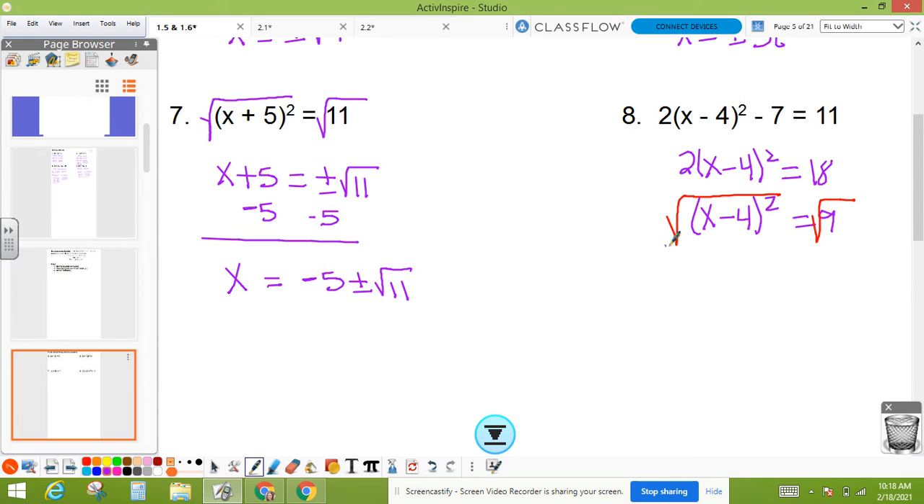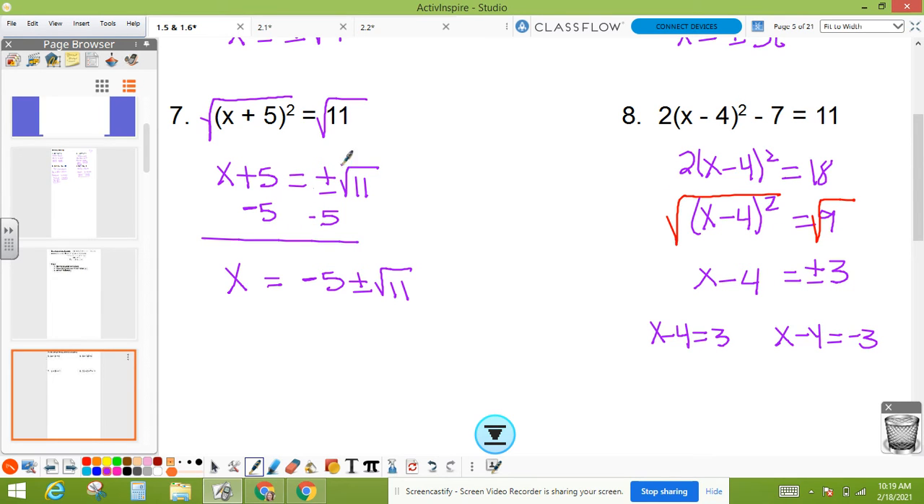So the square root of 9 is 3. Remember to put your plus or minus. And x minus 4 just comes out. So at this point, again, you're going to add 4. But what you have to think about is that you have two things happening here. So we have x minus 4 equal to 3. And we have x minus 4 equal to -3. That's what this actually says.